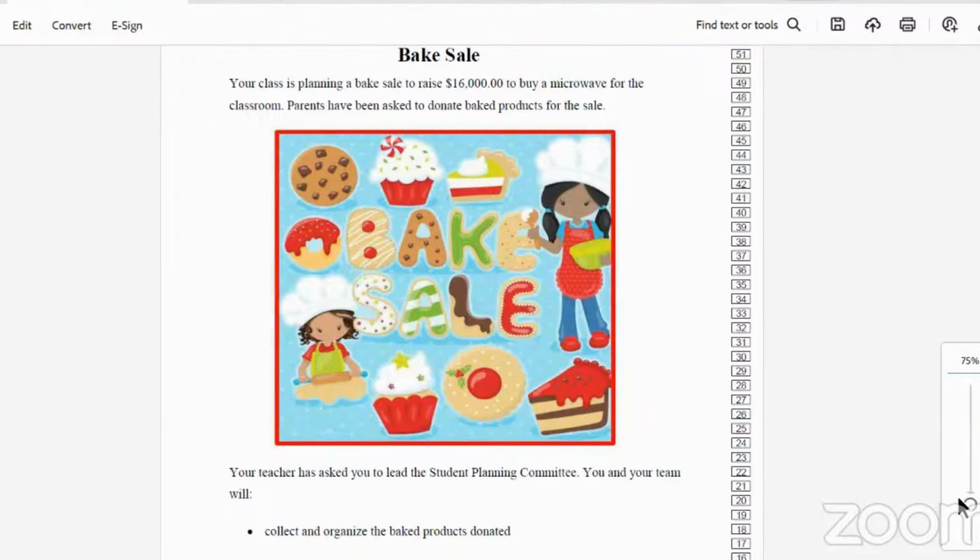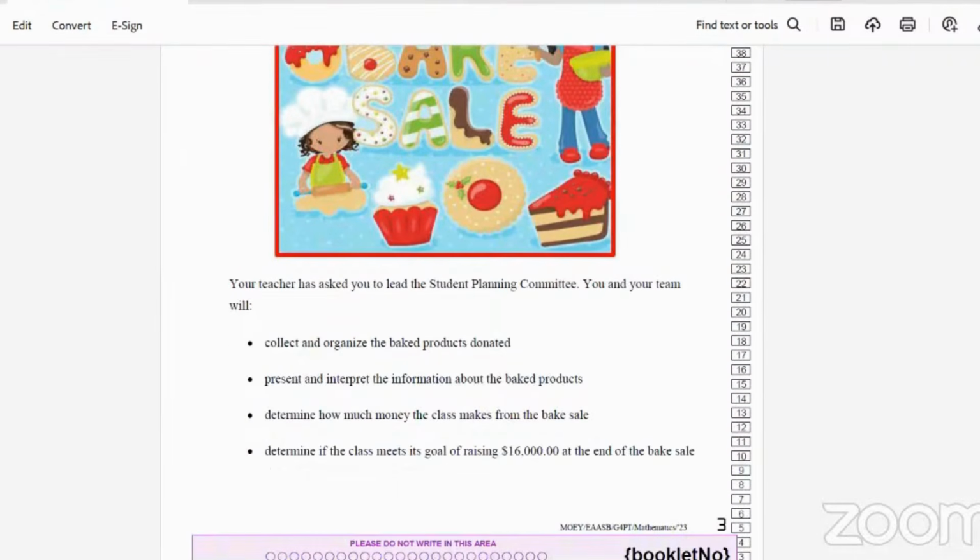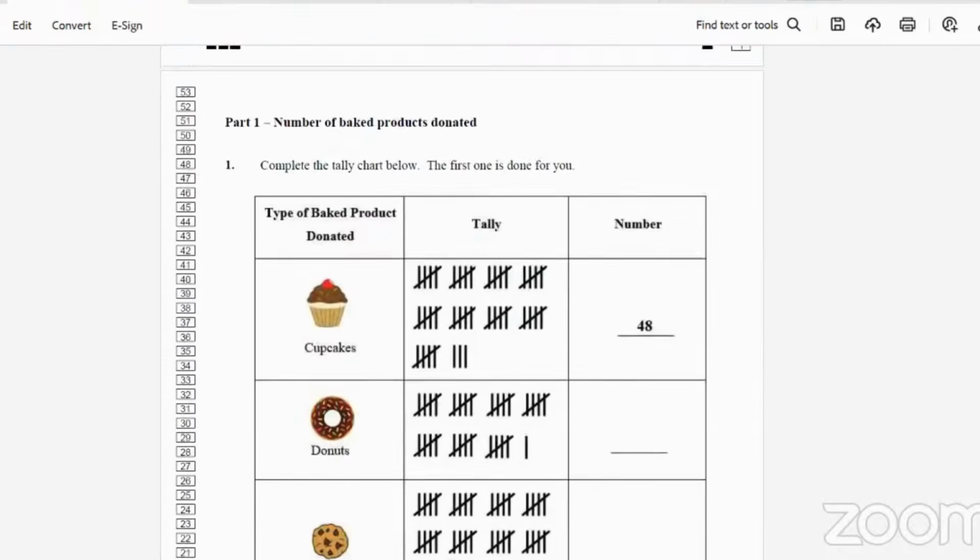Your class is planning a bake sale to raise $16,000 to buy a microwave for the classroom. Parents have been asked to donate baked products for the sale. Your teacher has asked you to lead the student planning committee. You and your team will collect and organize the baked products donated, present and interpret the information about the baked products, determine how much money the class makes from the bake sale, determine if the class meets its goal of raising $16,000 at the end of the bake sale. So part 1.